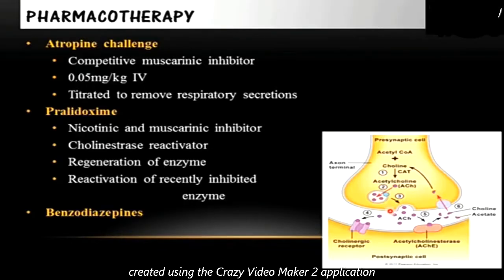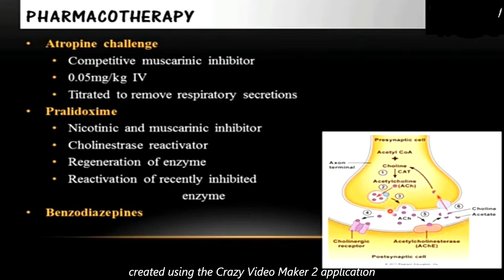Now, what is the pharmacotherapy of organophosphorus poisoning? First and foremost, the most important drug in this case is atropine. Atropine acts as a competitive muscarinic inhibitor. The dose of atropine is 0.05 milligram per kg and it should be given through IV. Atropine dries the secretions in cases of organophosphorus poisoning.